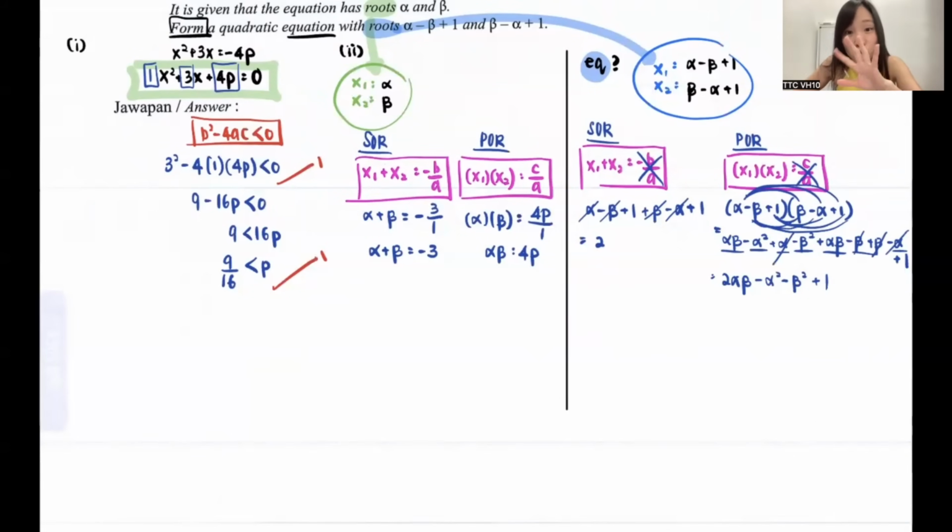So alpha beta should disappear. So alpha beta actually can disappear. What? Very easy. Because alpha beta is this information. Isn't it, guys? I can share this up, 4p. It can actually come from the previous information.